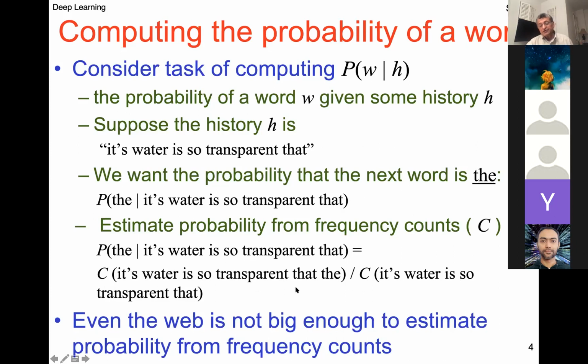How often in your corpus of text do you have "its water is so transparent that the"? How often do you get that? Even the web is not big enough to estimate probability from frequency counts. Even the entire World Wide Web will not be enough to calculate even this simple probability. How often after you say it, "the" occurs or some other word occurs is not going to be possible. So we're going to need some cleverer methods.